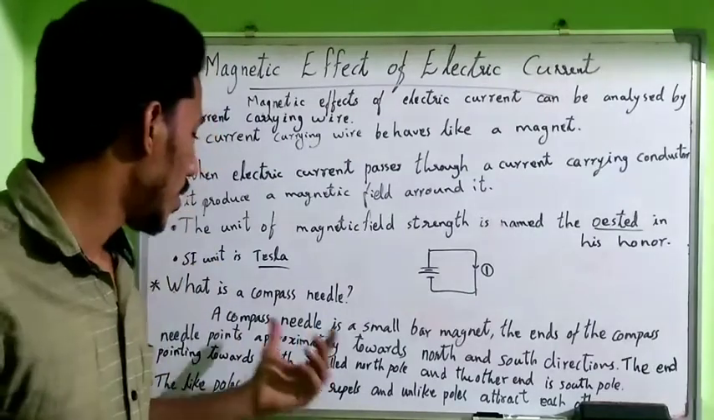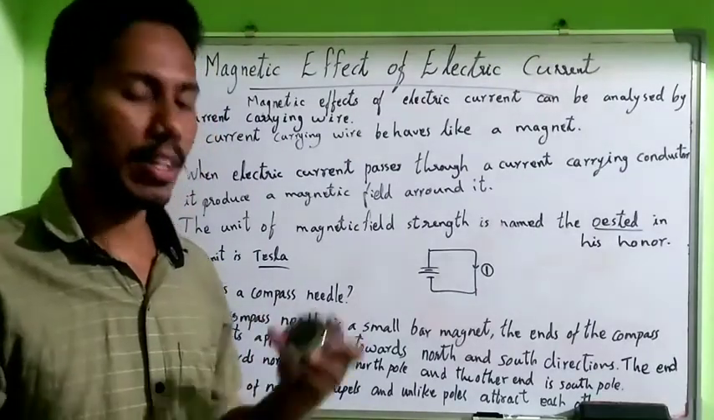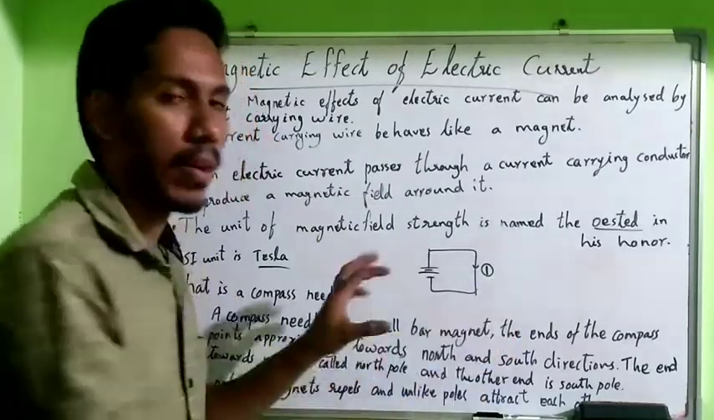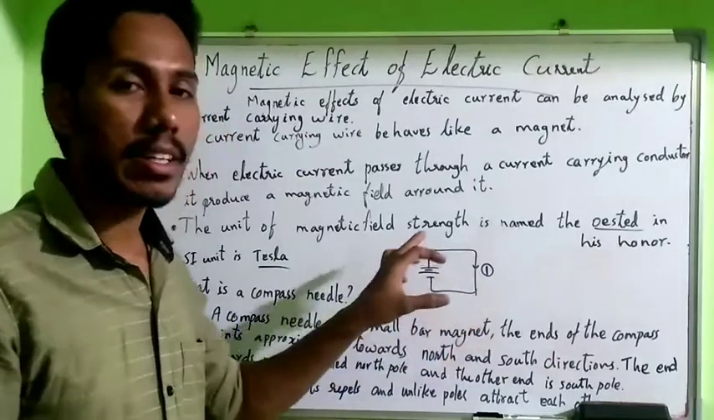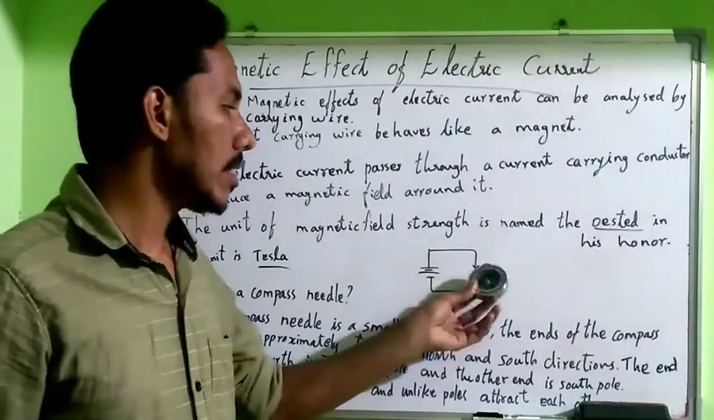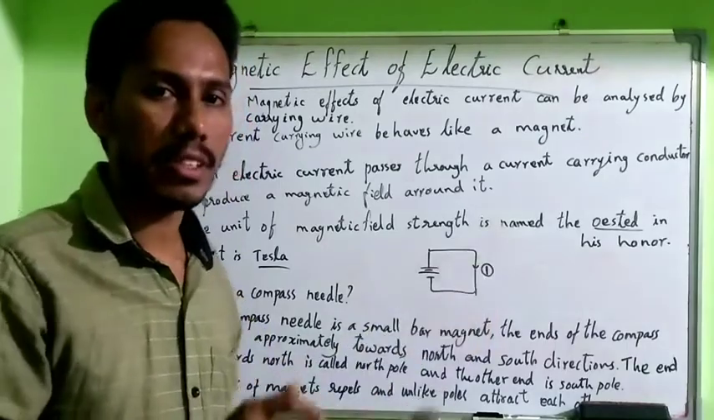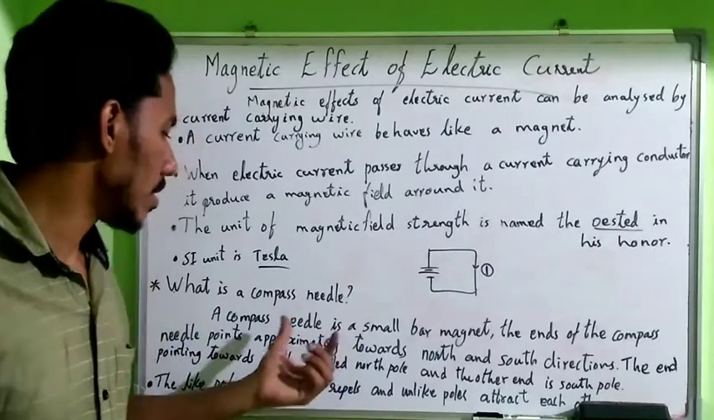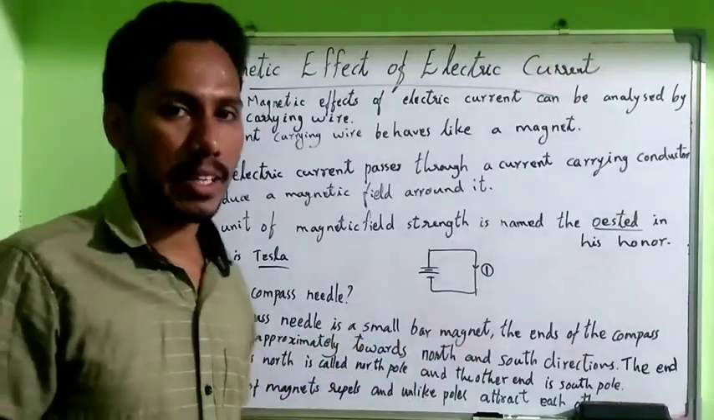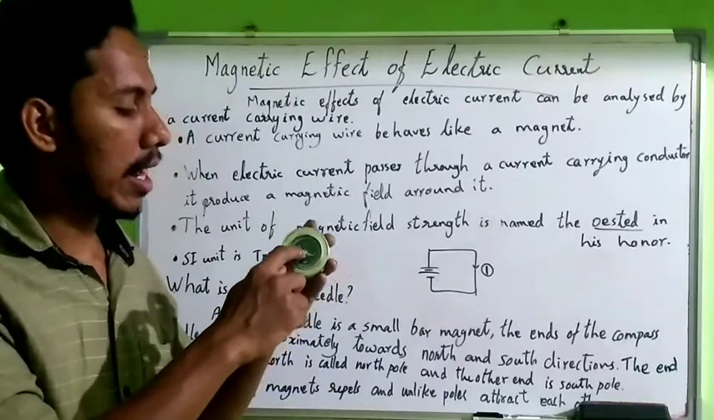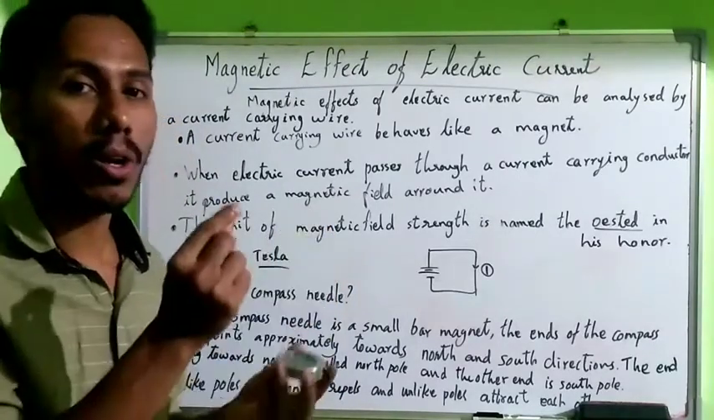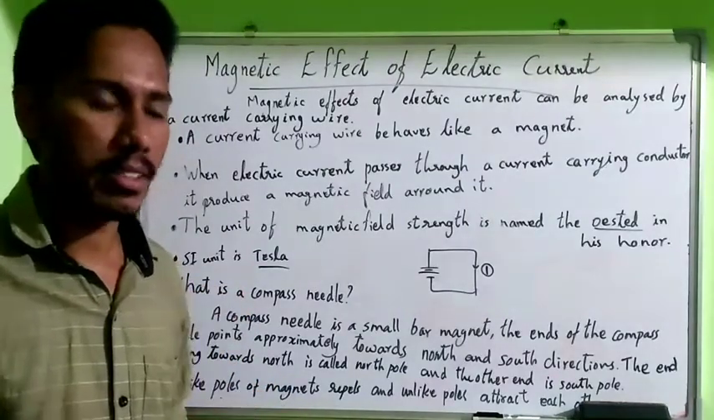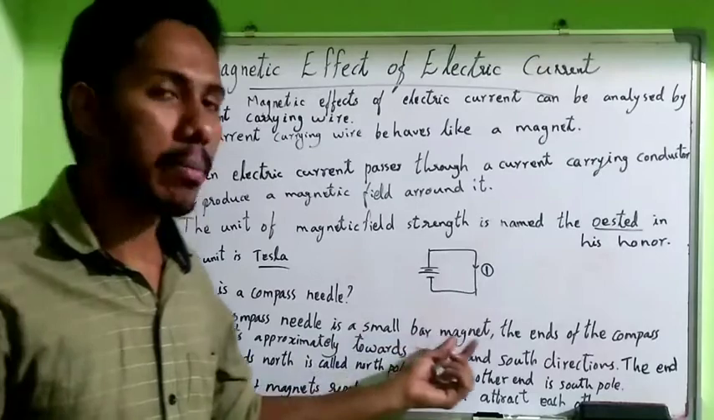Then another question is, what is a compass needle? Just listen. I take a compass needle and a current carrying wire. Then this compass needle produces a deflection due to the flow of current. Why is it so? A compass needle is a small bar magnet. Inside it, at the center portion, there is a small magnet with north and south poles. So, a compass needle is a small bar magnet.